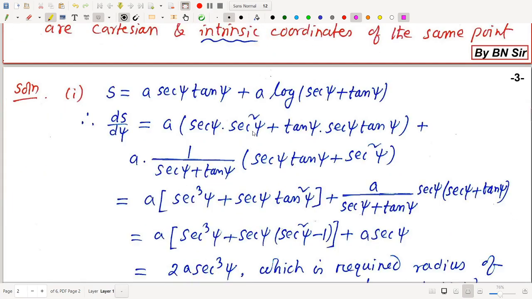So we have to find the radius of curvature of the first curve. It is given in terms of s and psi, so ds by d psi will give us the radius of curvature. The derivative of s with respect to psi here is, by the product rule: sec psi remains, the derivative of tan psi is sec square psi, plus tan psi remains, the derivative of sec psi is sec psi tan psi, plus a times the derivative of log(sec psi plus tan psi). The derivative of a log is 1 by that thing into the derivative of that thing, that is, the derivative of sec psi is sec psi tan psi, and the derivative of tan psi is sec square psi.